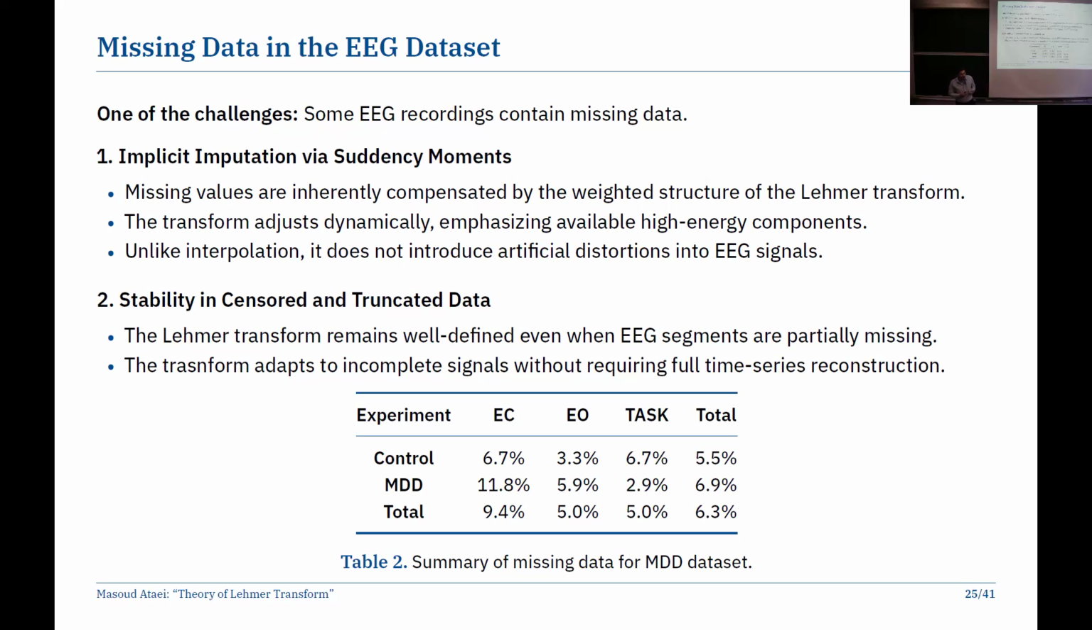Unlike interpolation, this does not introduce artificial distortions in the EEG signal. Also, when it comes to censored or truncated data, the limit transform is very powerful. It remains well defined even when EEG segments are partially missing. And it adapts to incomplete signals without requiring full time series reconstruction. The data set that we dealt with here contained almost 6% of missing data as shown in this table. And our methodology successfully managed these missing data.